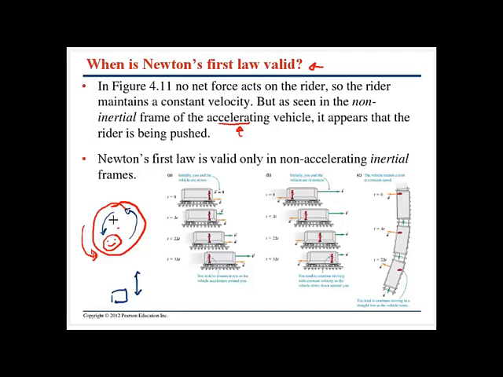But what's really going on is you're in a reference frame that is accelerating. Your velocity is going to be perpendicular to the direction of motion of the merry-go-round. Your velocity vector is changing. So the block appears to move even though it's not. So Newton's first law is not valid in these types of reference frames.